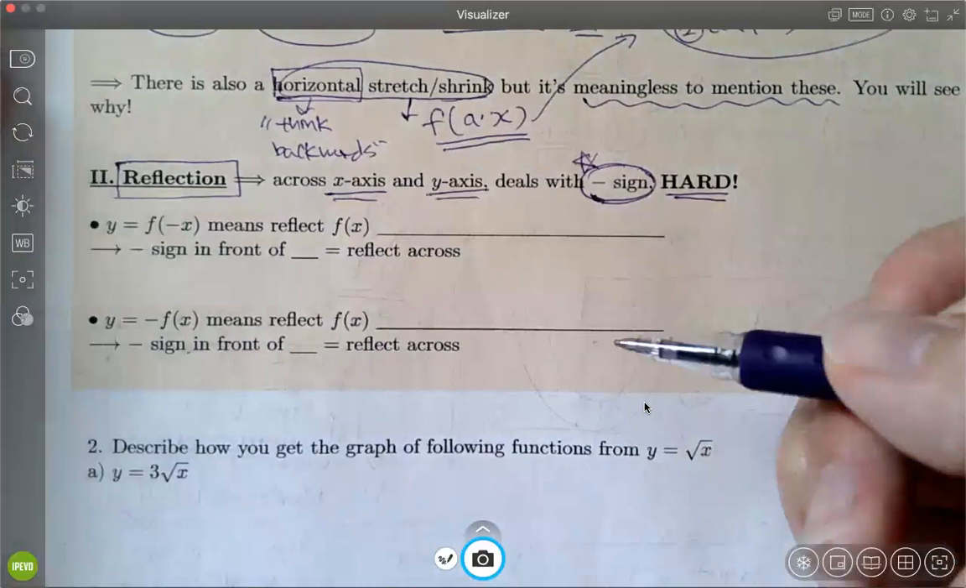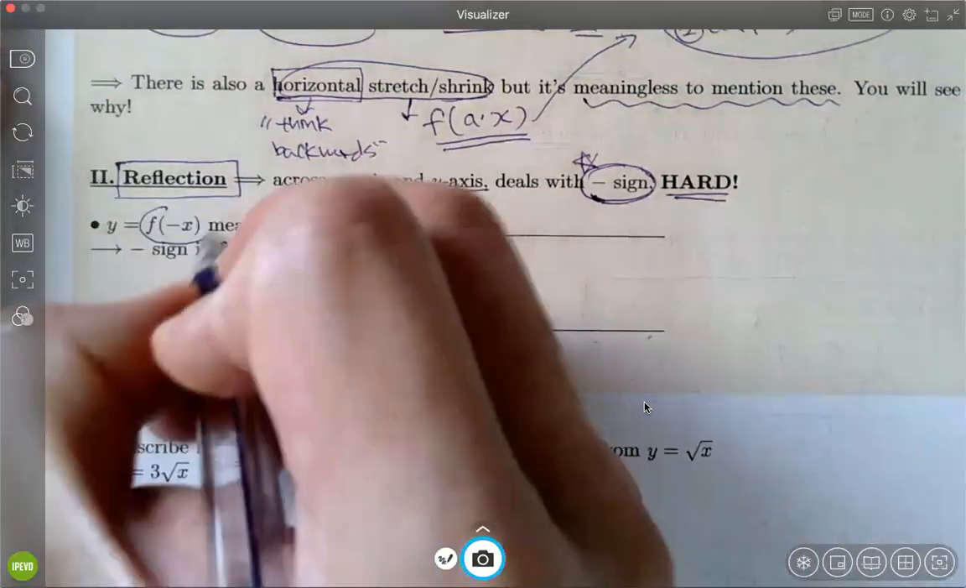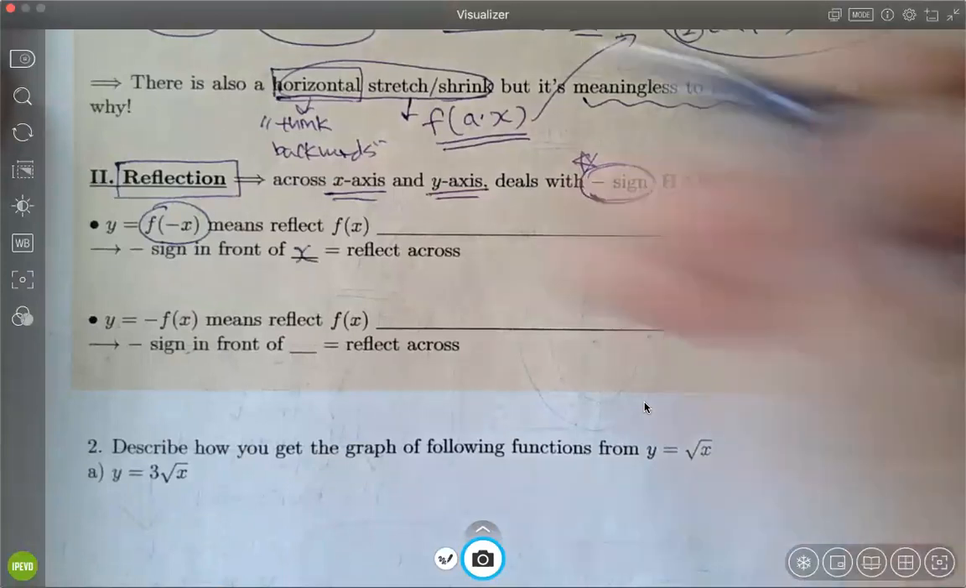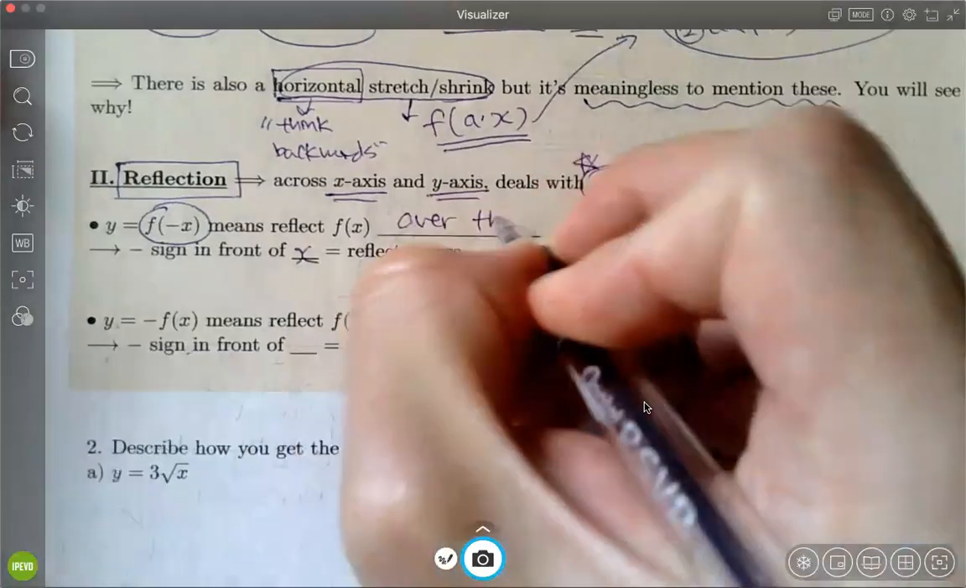So now there are two kinds of reflections. Number one, the negative sign is in front of x. So what seems to be the case? Oh, the negative sign is in front of x, so that means reflect across the x-axis. That's the natural reaction, right? But no, think backwards. Reflect over the y-axis.